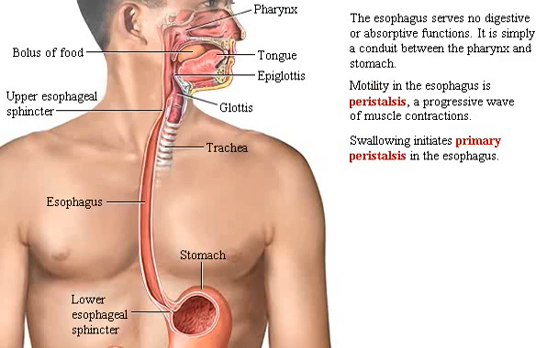Once begun, swallowing is a well-coordinated, stereotyped reflex controlled by the swallowing center in the brainstem. Click the esophagus to observe peristalsis.